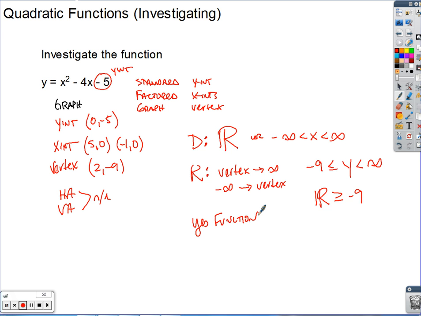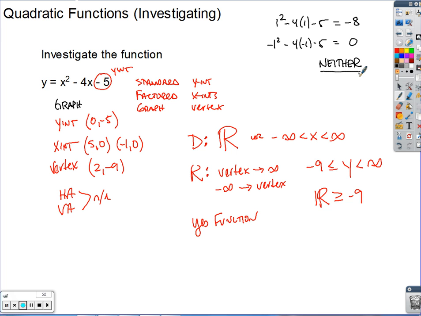And then to determine whether this function is even, odd, or neither, we plug in 1 and negative 1. Okay, so 1 squared minus 4 times 1 minus 5 equals, let's see here, 1 minus 4 is negative 3 minus 5 is negative 8. Negative 1 squared minus 4 times negative 1 minus 5. So negative 1 squared is 1 plus 4 is 5 minus 5 is 0. So this is neither.